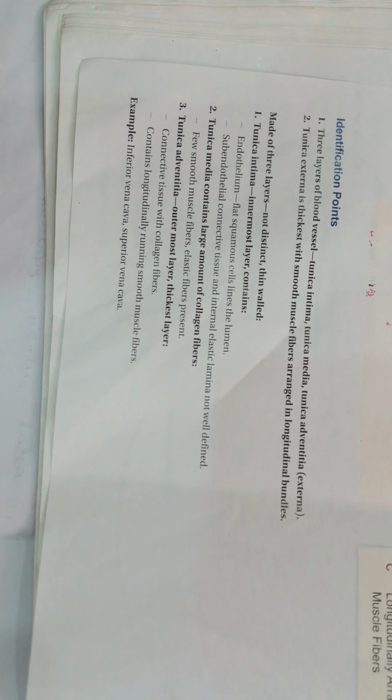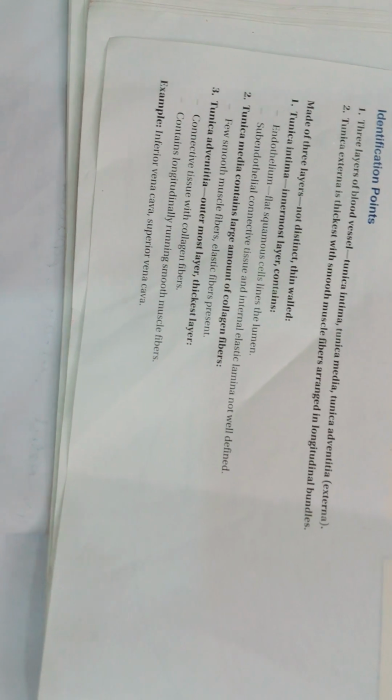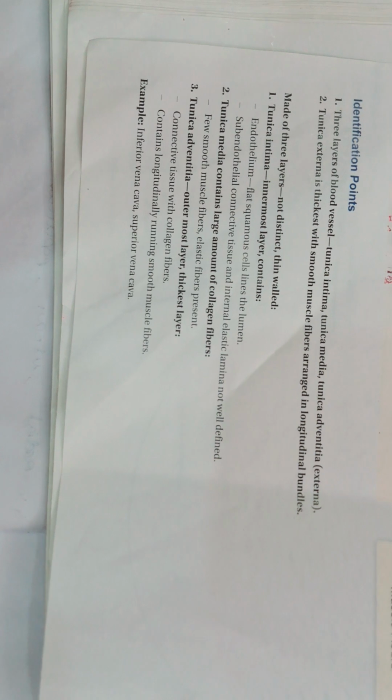Three layers: intima, media, tunica adventitia. Tunica intima, innermost layer, endothelium and subendothelial connective tissue. Tunica media, large amounts of collagen fiber, few smooth and elastic fibers. Adventitia, connective tissue with collagen fibers, longitudinally arranged smooth muscle fibers.